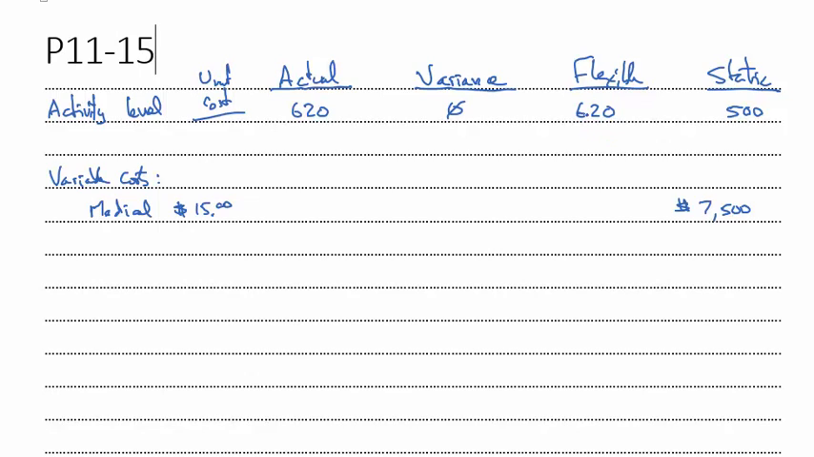flexible budget amount, our activity level of 620, and that will give us a flexible budget amount for medical supplies of $9,300. And the actual we were told was $9,350. So the variance to get from the flexible to the actual is only $50, and in this case it is unfavorable. Okay, so hopefully you see how that works now, right? Lab tests. The static budget was $6,000.